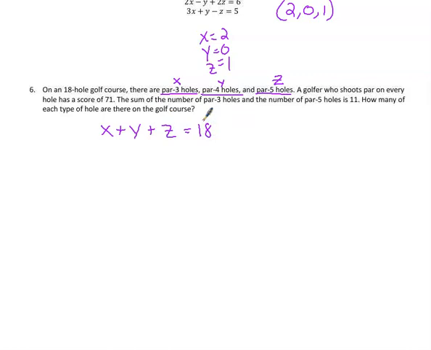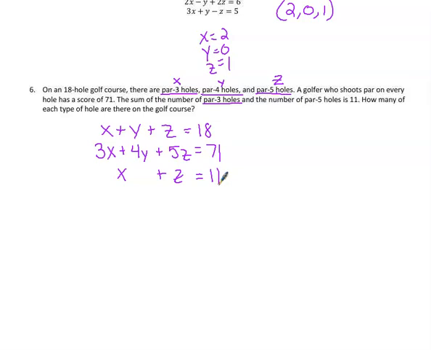Now, we know a golfer who shoots par. So he shoots 3 on those holes and 4 on every y hole and 5 on every z hole. He gets a score of 71. So that's our second equation. 3x plus 4y plus 5z equals 71. And then the next sentence says the sum of the number of the par 3 holes, that was our x, and the number of par 5 holes, which is our z, is 11. And how many of each type are there?